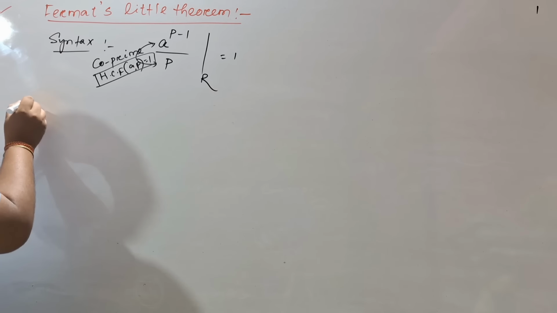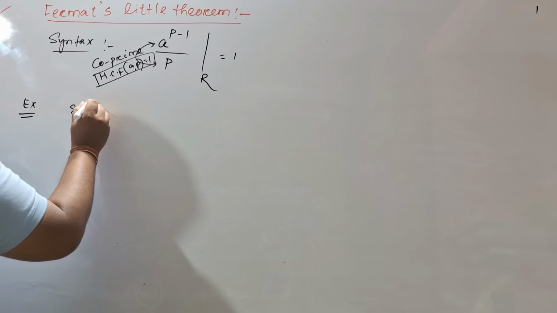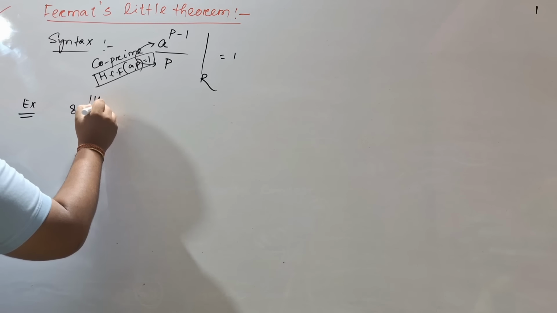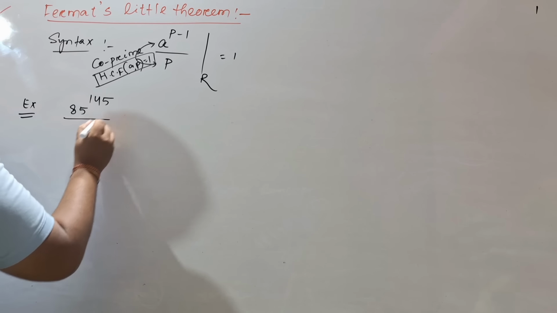Example, you can say 85 to the power 145 when it is divided by 73, find the remainder.